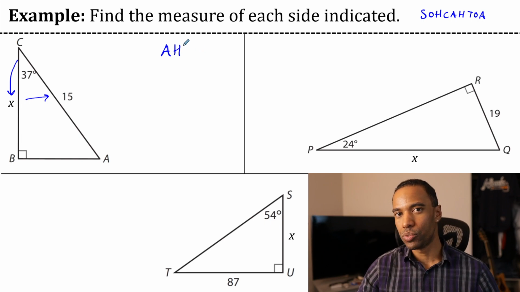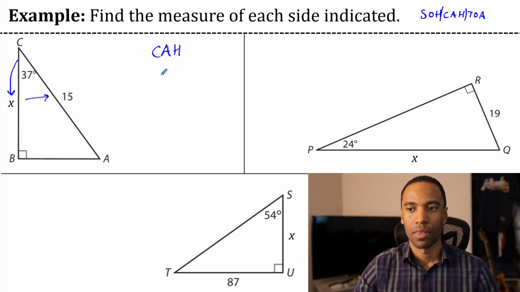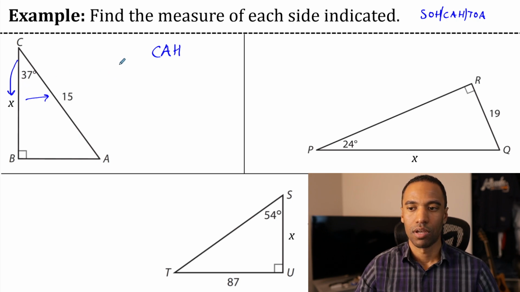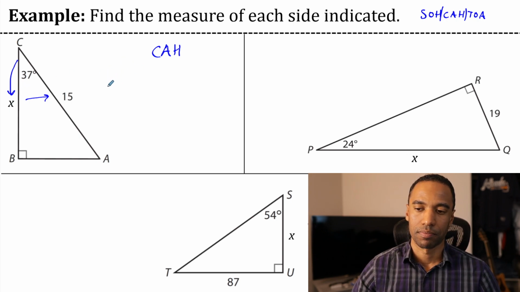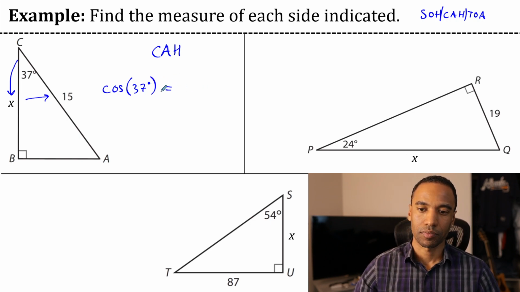Which trig function uses adjacent and hypotenuse? Not necessarily in that order, but it is. The answer is cosine. We want to use cosine to help us find out what x is. So I'm going to write out an equation that looks like this. The cosine of 37 degrees, remember we're talking about the angle. When I take the cosine of 37 degrees, that'll be equal to the leg adjacent, the part we don't know, x, divided by the hypotenuse. The hypotenuse is 15.